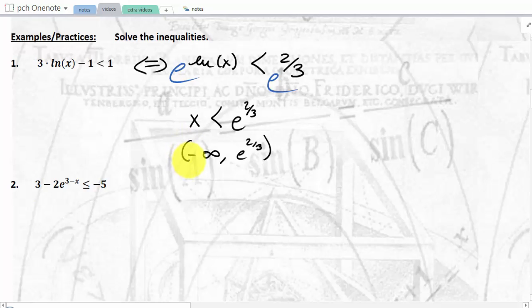So basically you do that right here. What's on the left? x. What's on the right? Smaller than e to the 2/3. That's it. So the solution is negative infinity to e to the 2/3, parenthesis. That's it. Please do number 2. Let me do number 3.